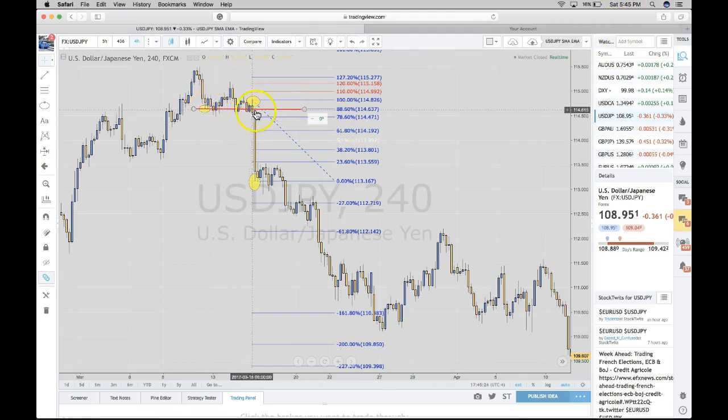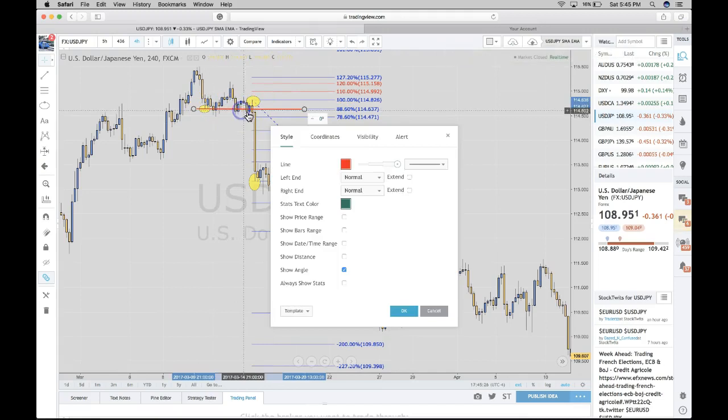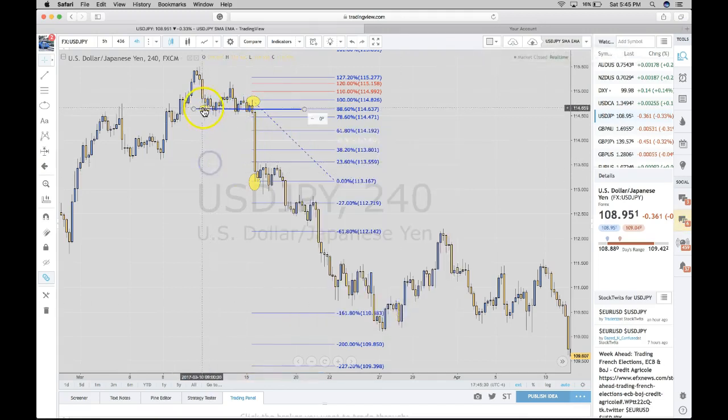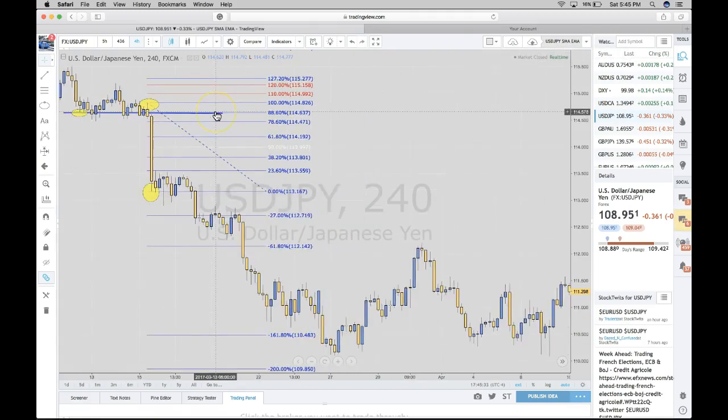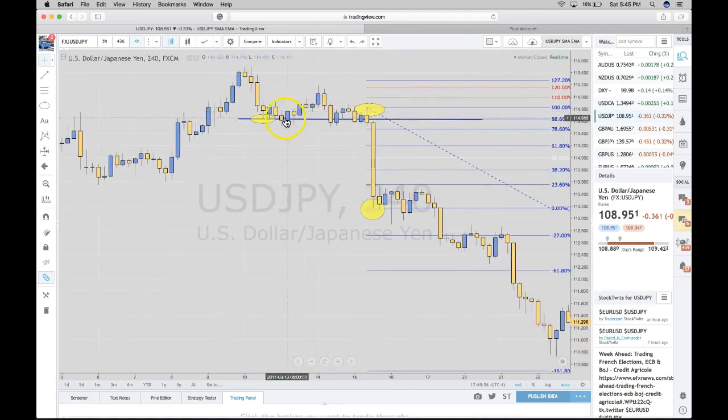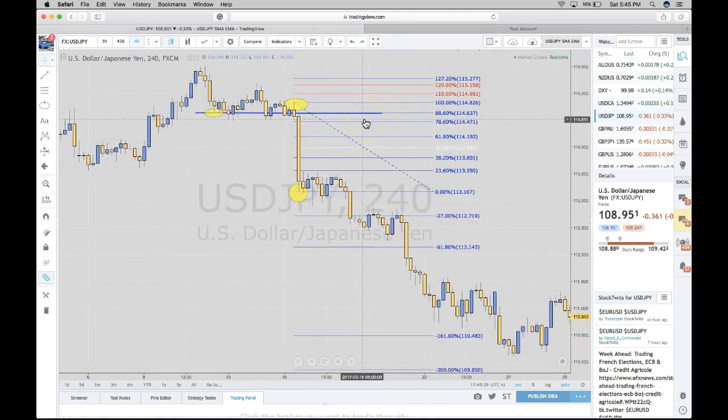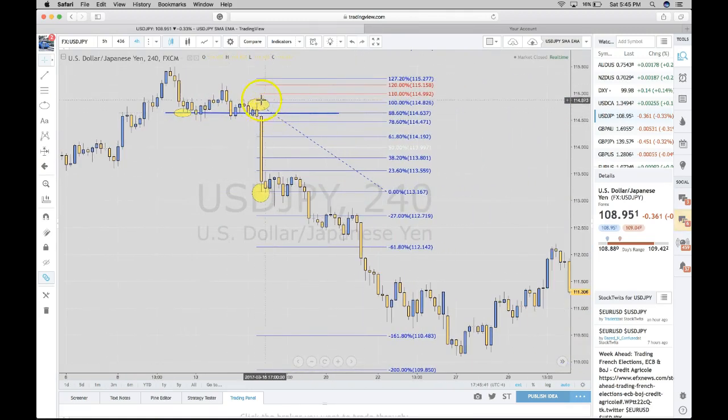So I put my random line right here. Let me put it as blue. That's my random line, so that's going to be an area of support. As you can see right here was a tested candle. These two tested, tested, tested, tested. So that's my area of support, which means that's where my previous high is going to be also.